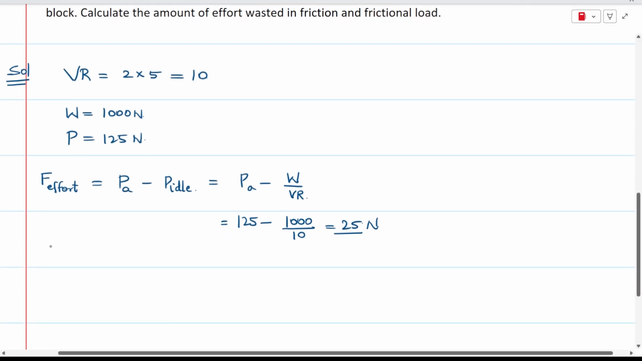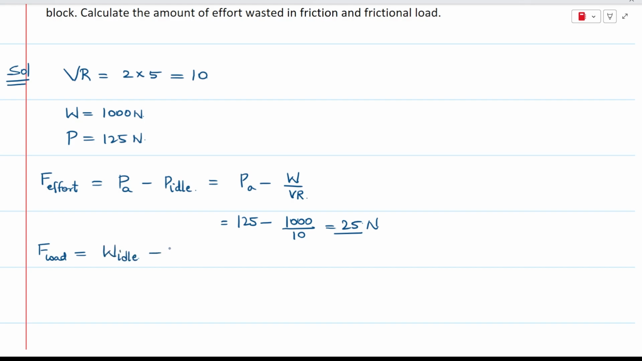Next is frictional load, which is given by ideal load minus actual load. So ideal load can be expressed as effort into velocity ratio, actual effort into velocity ratio, minus W_A. So effort here is 125 into velocity ratio 10, minus the load that has been lifted, which is 1000. So this is 1250 minus 1000, which is 250 newtons, the frictional load.